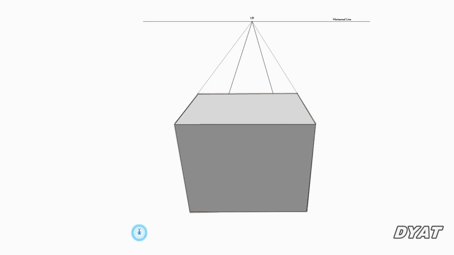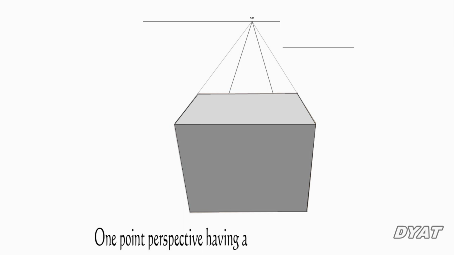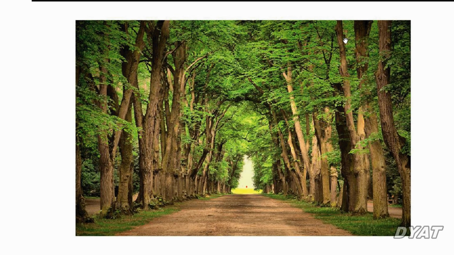So what is the basic thing we learned today? That is one-point perspective, having a single vanishing point, in short VP. I hope you understood. So now let's go for the photograph.